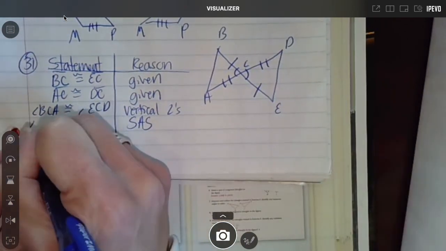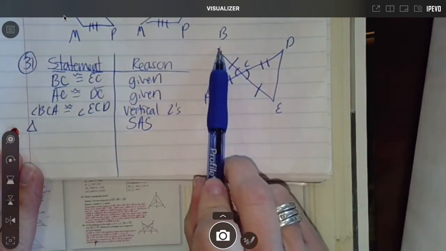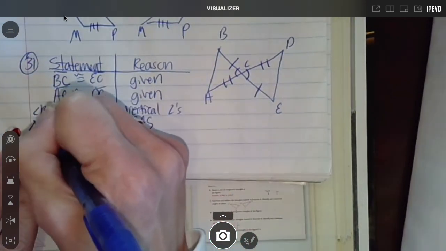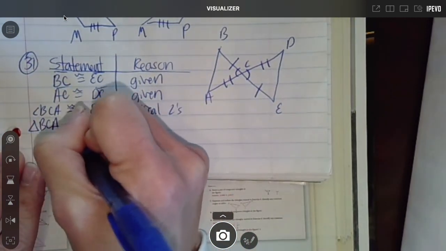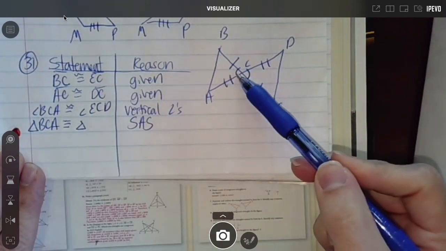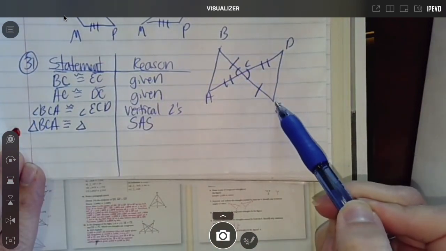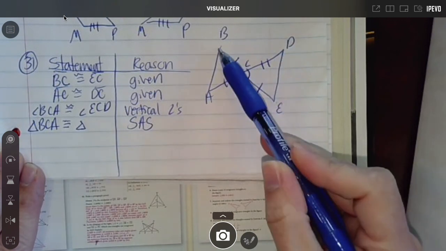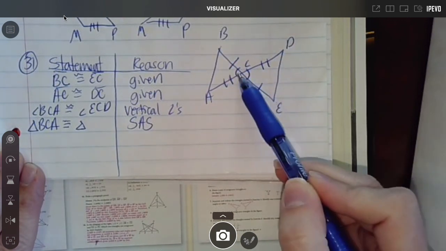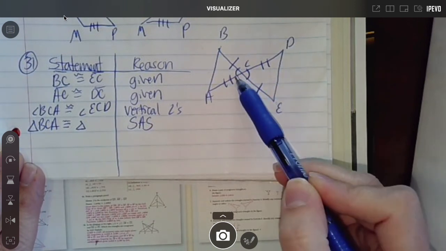Just make sure that you write the triangles correctly. So, if I'm starting with B, then C, then A, then what do I start with over here? I went side 1, angle, side 2. ECD. Because see how I went with side 1 and then side 2? Then I need to do that. Go with side 1 and then side 2. So ECD.